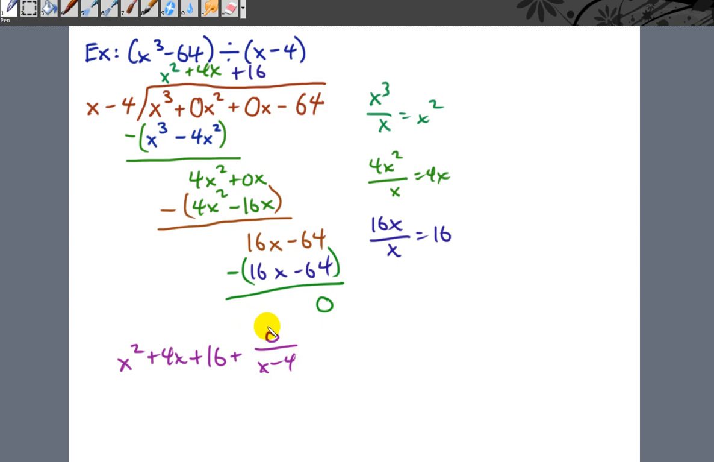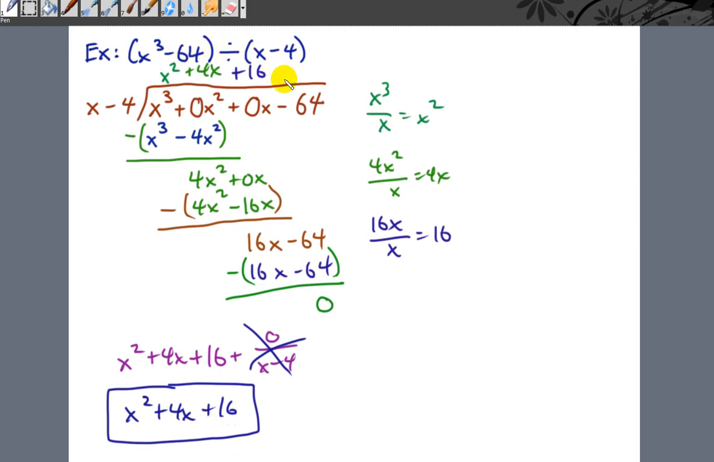So as you can see here, 0 divided by any number is going to be 0. So this is not even there. So this would be our final answer when we divide it through. So x cubed minus 64 divided by x minus 4 is going to be x squared plus 4x plus 16. Okay? Right. So I'm going to go ahead and show you another example.